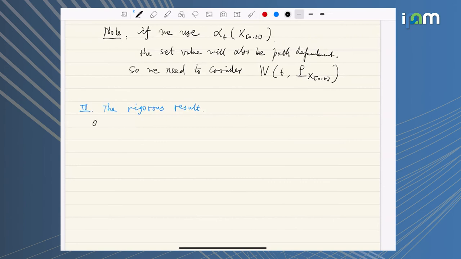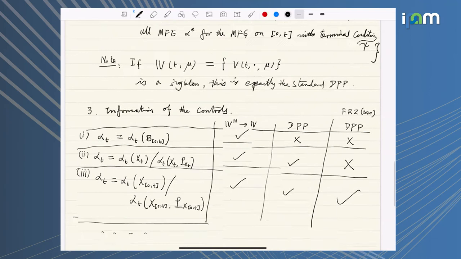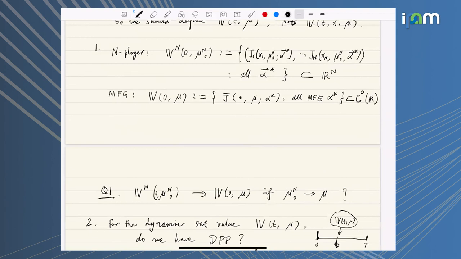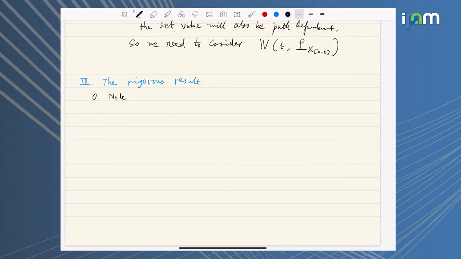Again, I was cheating. When I say this DPP, it suggests defining this value here, but this set is bad in general. Note that the above results are indeed true in discrete models. But for continuous models, we even have the measurability issue here.